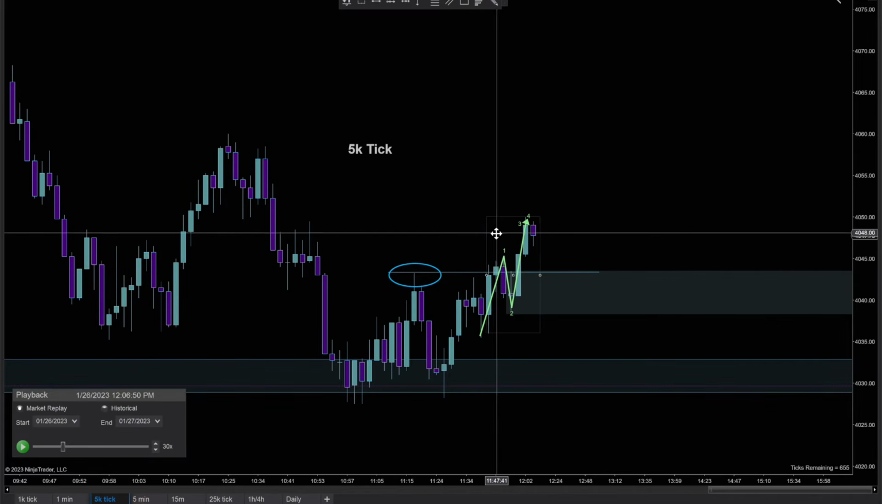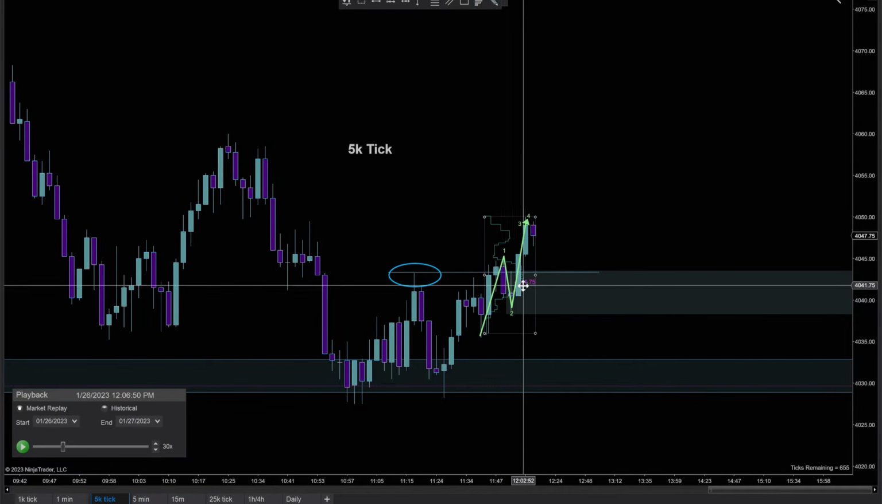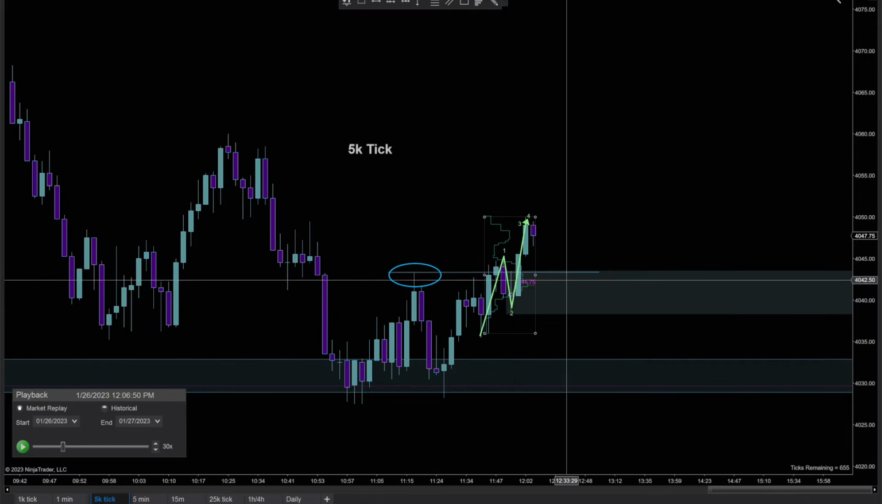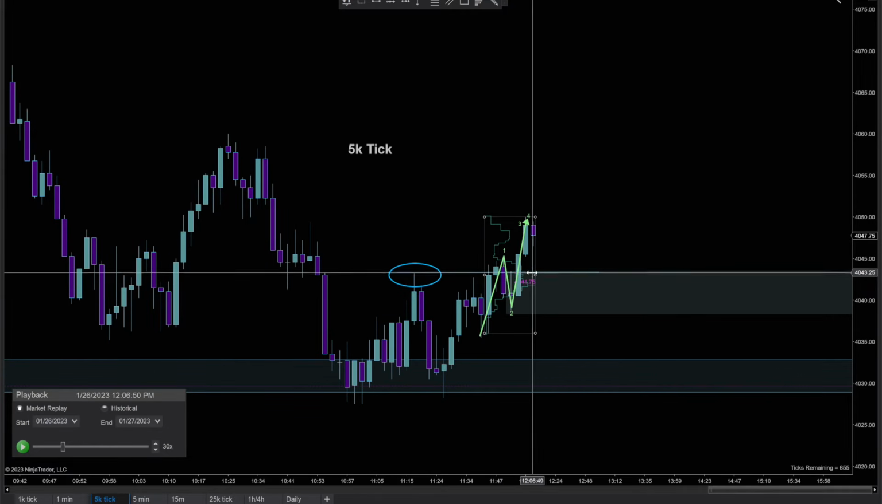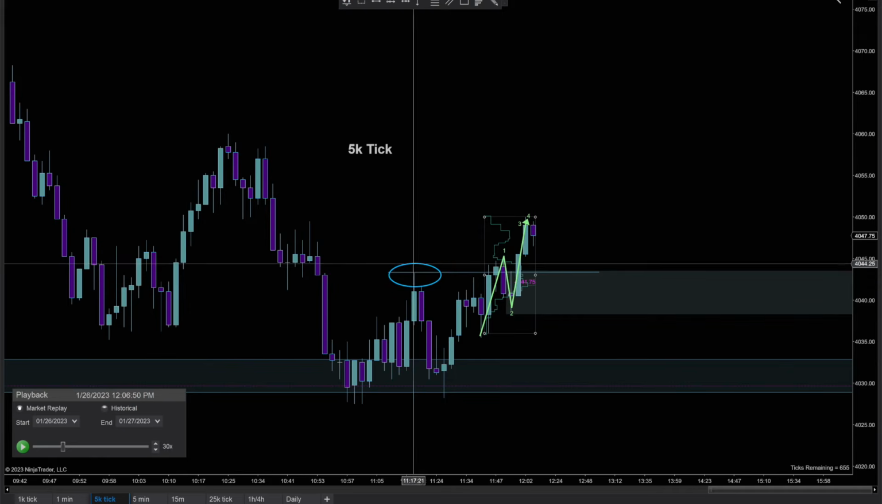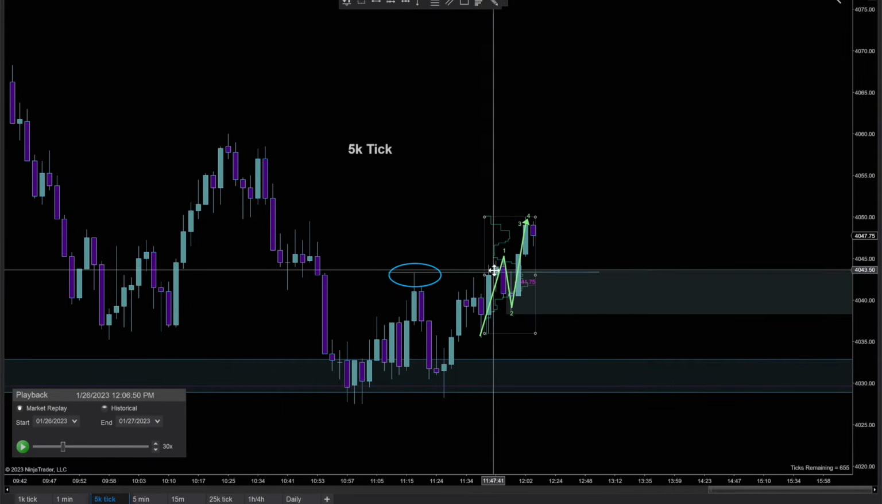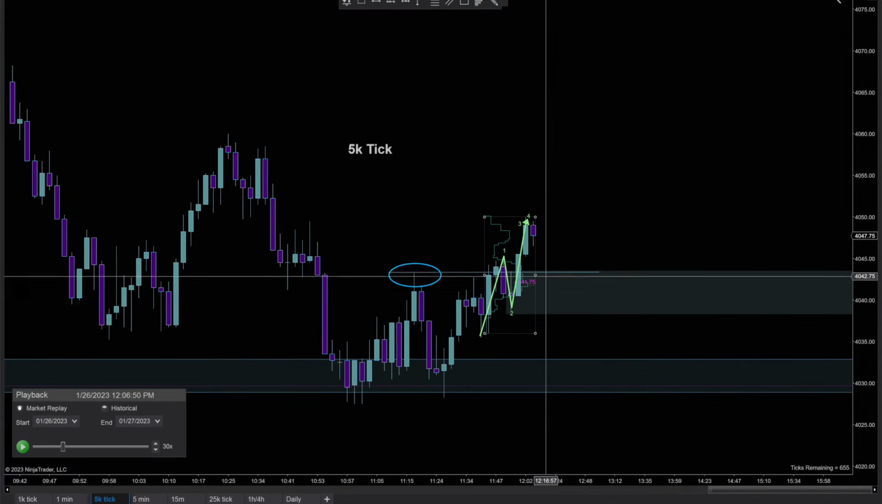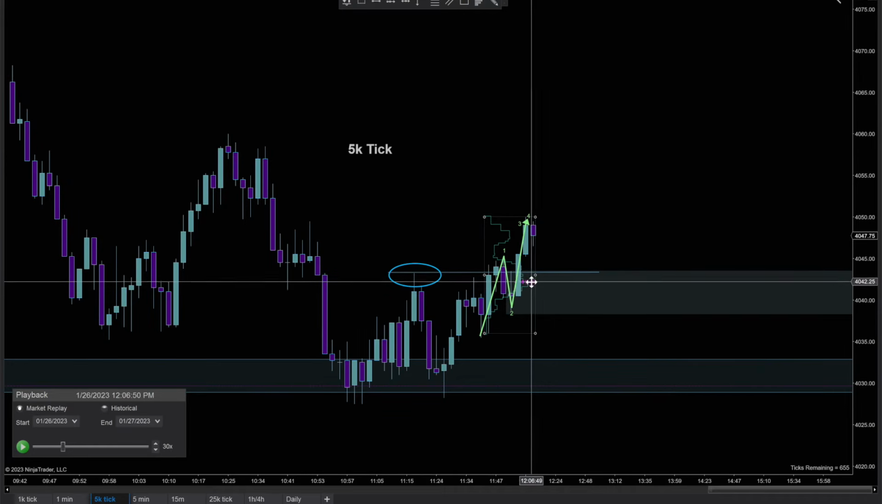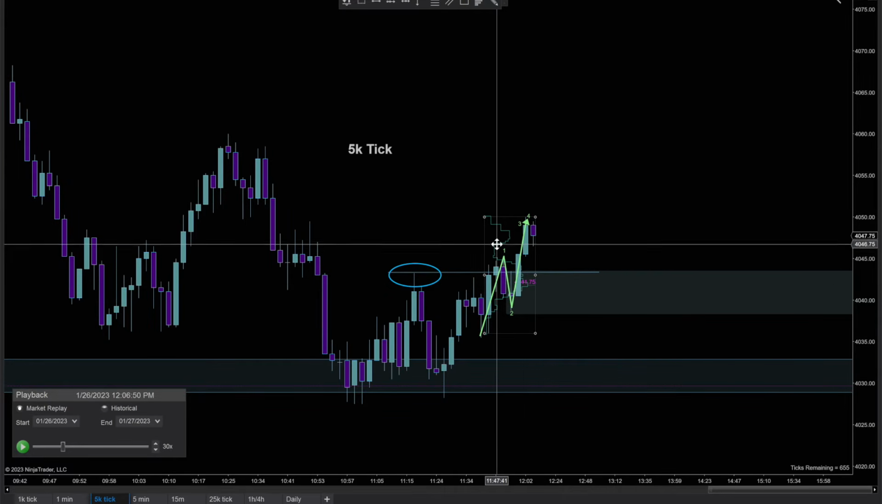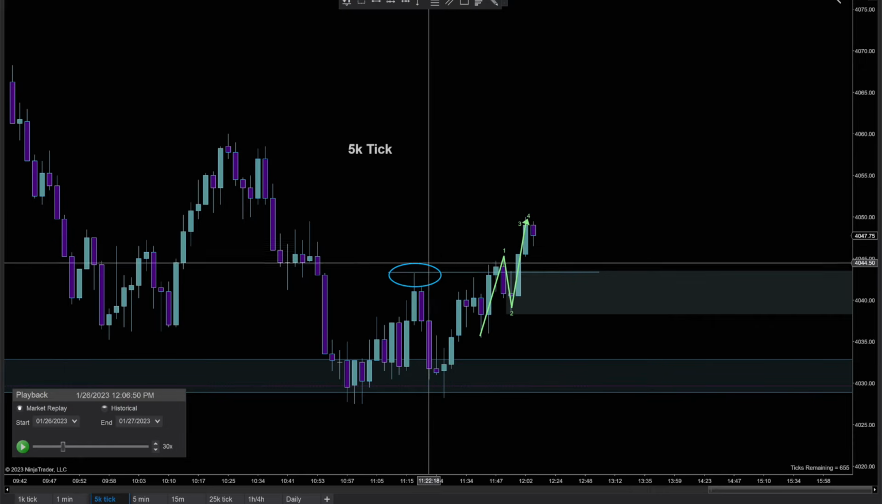ABC pattern. Take our profile, draw it over that, and look how the point of control is right inside of that demand zone. So that gives us added confluence now. We have this resistance hopefully turning to support, we have a demand zone, and we have the volume cluster and POC inside of that demand zone, okay?